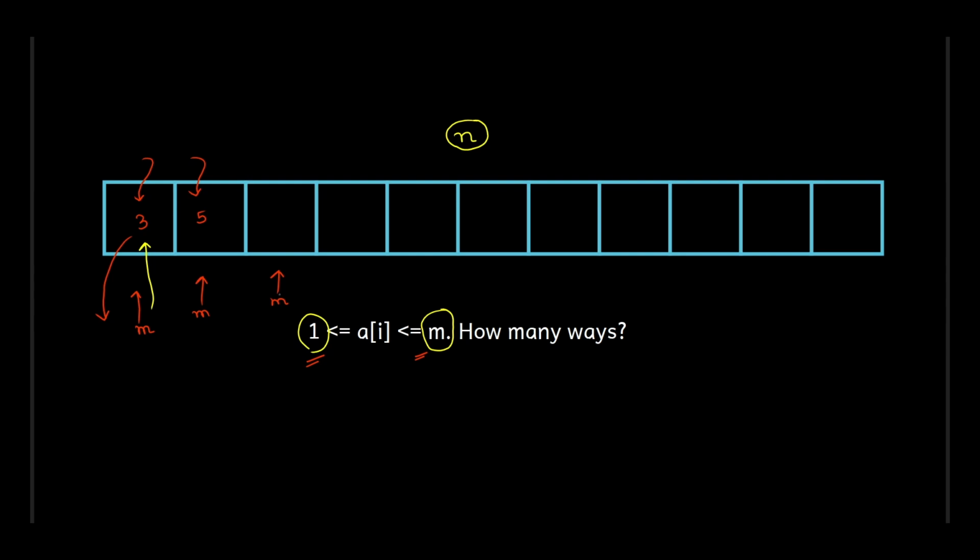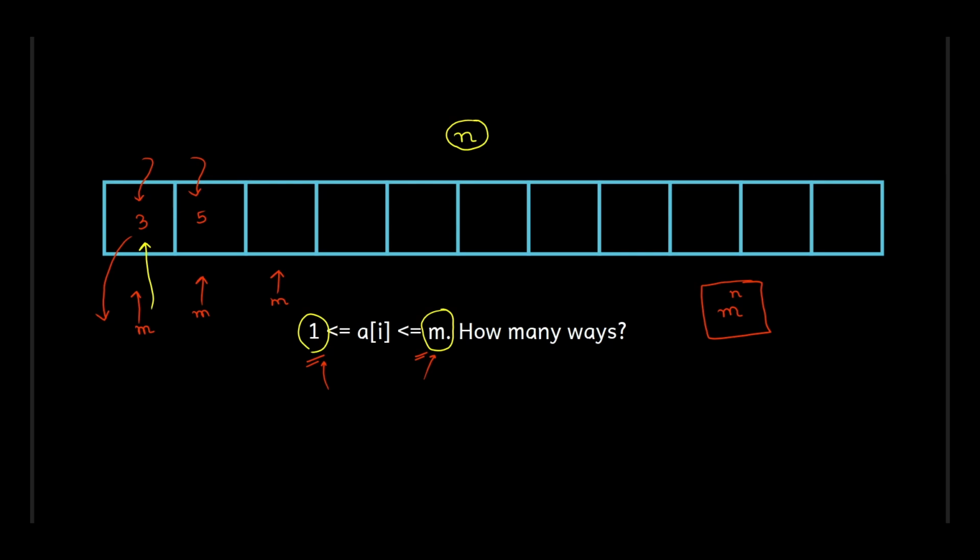So that is why, since all the choices are independent, the total number of ways comes out to be m to the power n, because you will multiply m n times. n is the length of the array. So this is the number of unique arrays that you can get where each element is between 1 to m. So far so good. This was the simplest version of the problem.